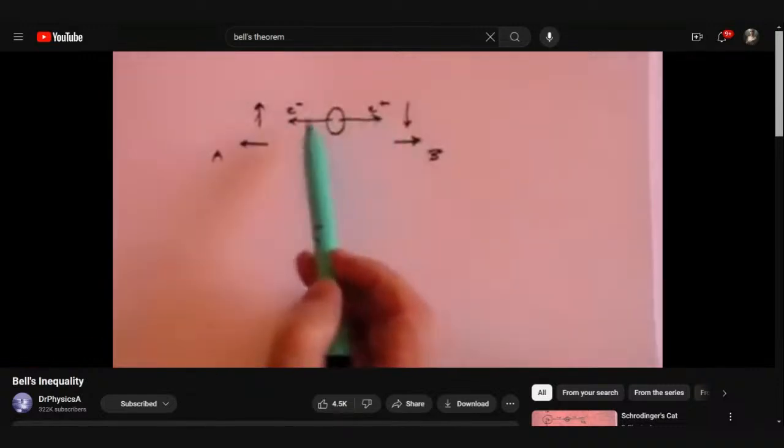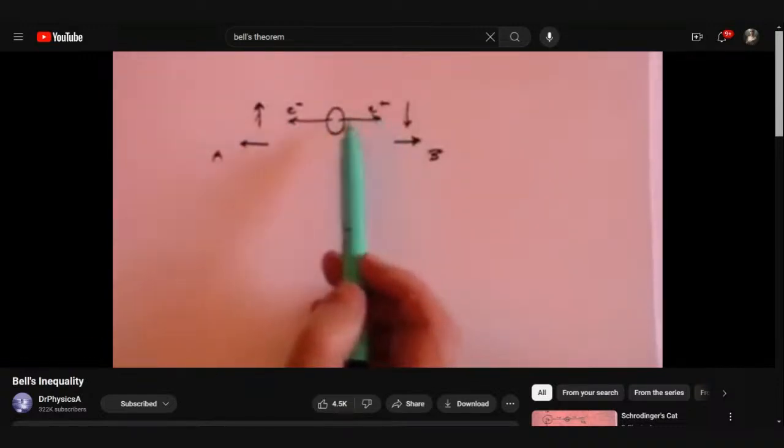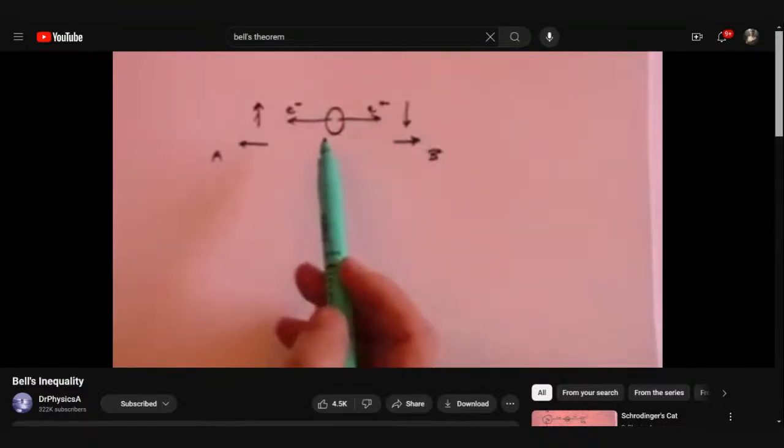There were two possible explanations. One is that the electron and the positron are in constant and immediate communication. No matter how far they fly apart, they are communicating with one another.